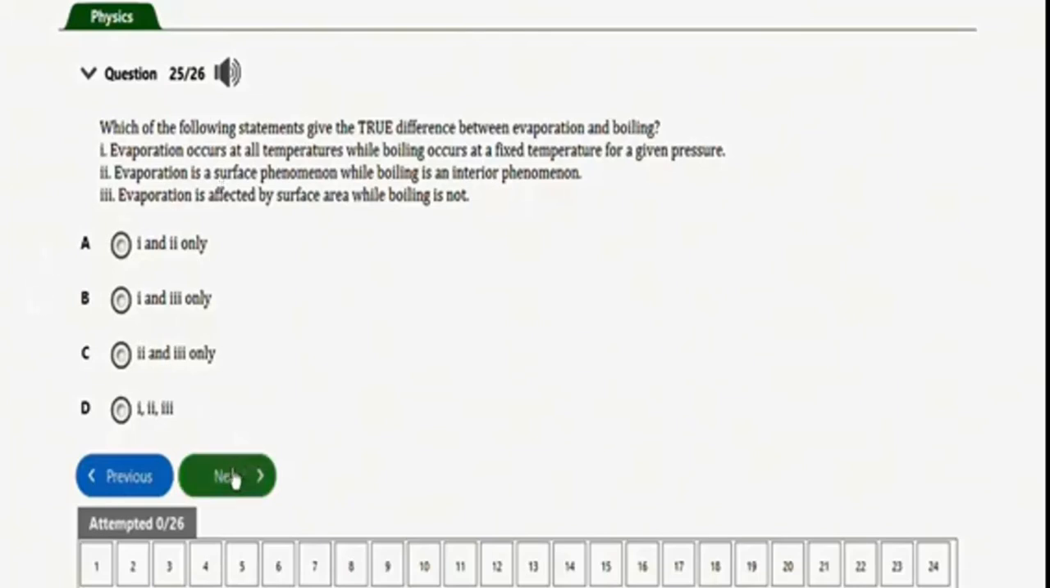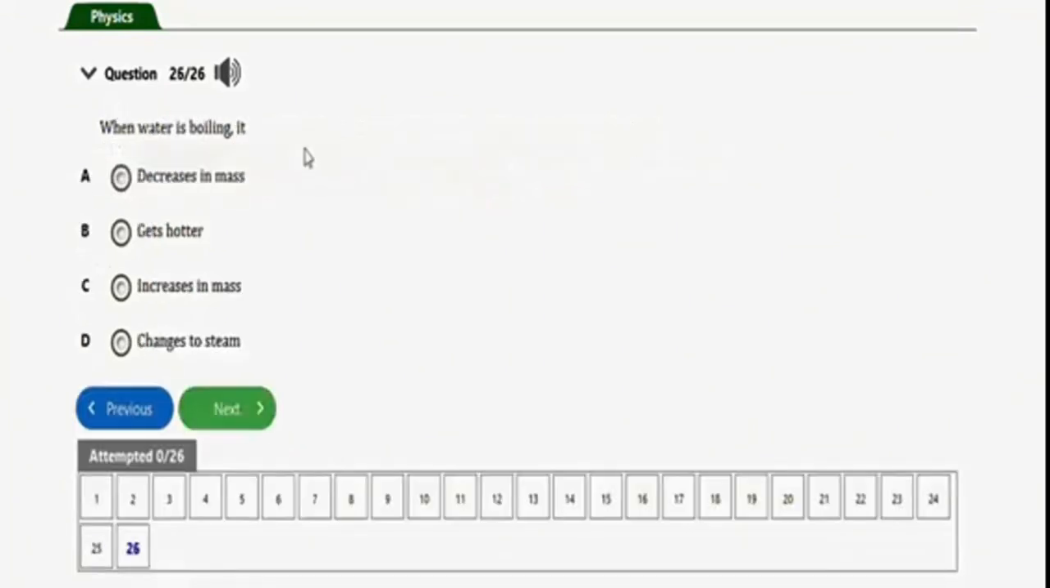The next question, which is the last one before I call it a class, is this one. It says, when water is boiling, it decreases in mass, gets hotter, increases in mass, changes to steam. I asked this question before. Correct option here is option D, which is changes to steam. So this basically can deal with problems involving change of state for your physics.